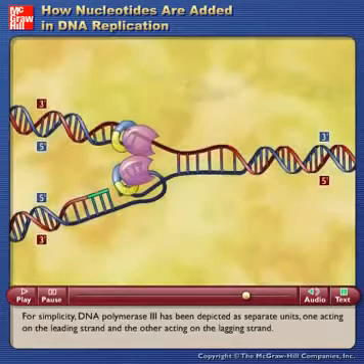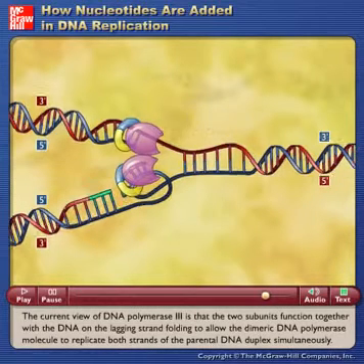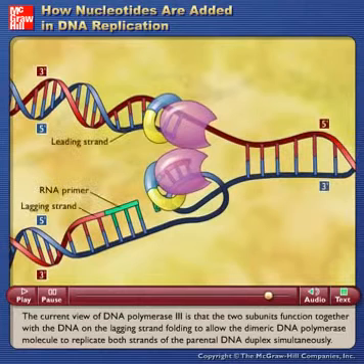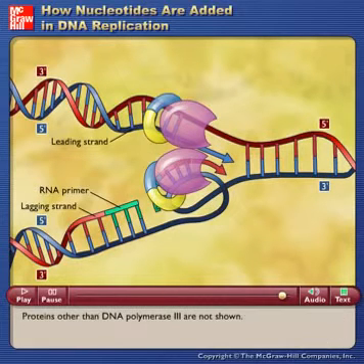For simplicity, DNA polymerase III has been depicted as separate units, one acting on the leading strand and the other acting on the lagging strand. The current view of DNA polymerase III is that the two subunits function together with the DNA on the lagging strand, folding to allow the dimeric DNA polymerase molecule to replicate both strands of the parental DNA duplex simultaneously. Proteins other than DNA polymerase III are not shown.